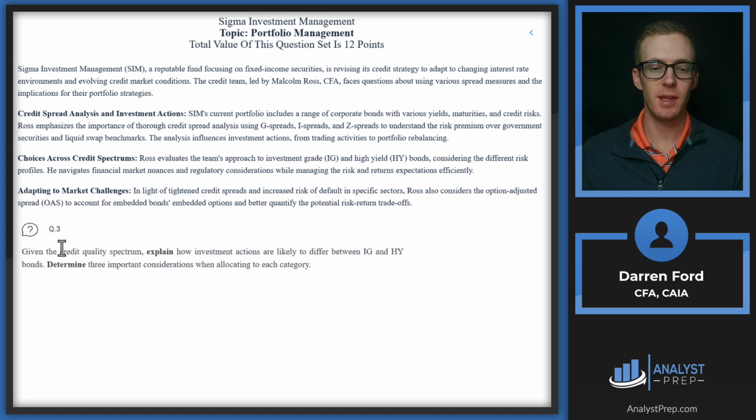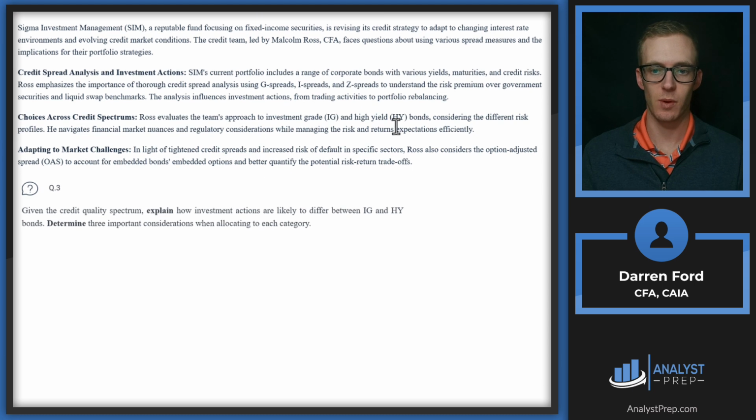Question 3, given the credit quality spectrum, explain how investment actions are likely to differ between investment grade and high yield bonds. Determine 3 important considerations when allocating to each category. So we already read this in the last question, but let's just read over it again. Ross evaluates the team's approach to investment grade and high yield bonds, considering the different risk profiles. He navigates financial market nuances and regulatory considerations while managing the risk and return expectations efficiently.